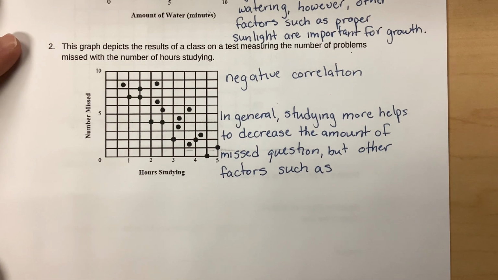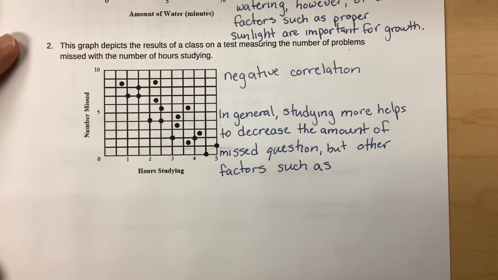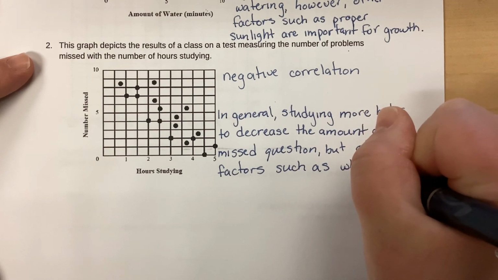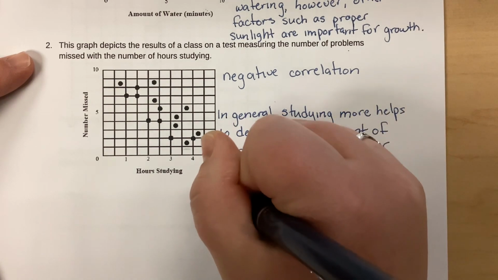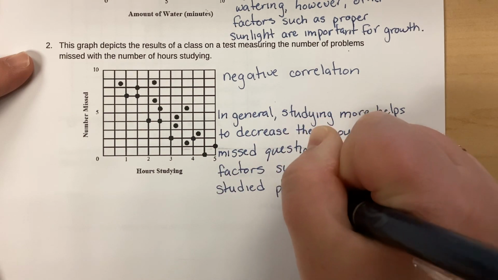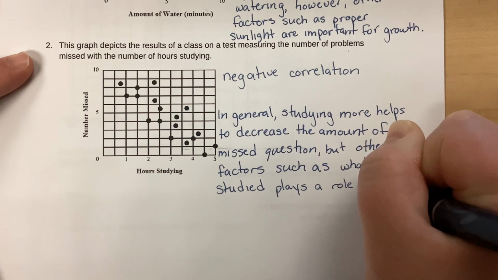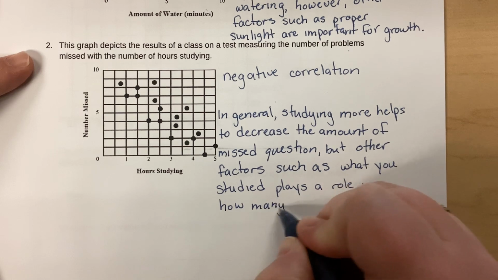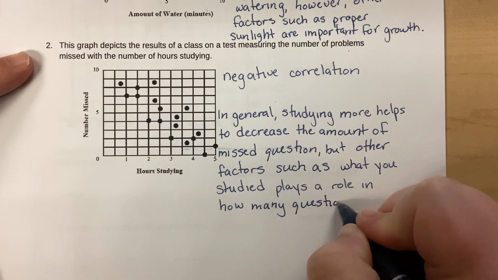Obviously, what you study matters probably more strongly than anything else, but your nutrition level, how much sleep you get, those types of things, whether or not you were cramming, all of those play a factor into how many questions you miss. But I think the most important is probably what you study. So such as what you studied plays a role in how many questions you miss.